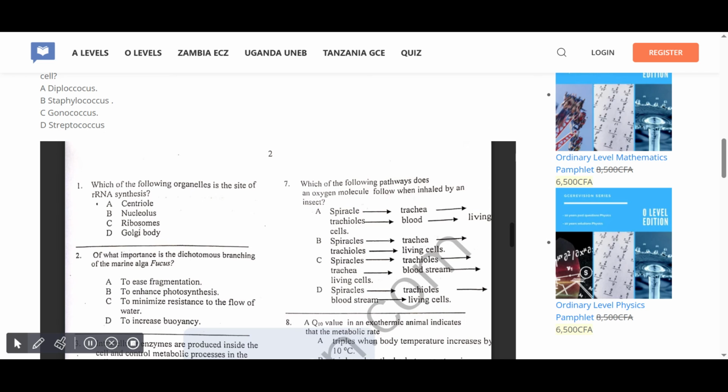So, this time around, we have come again, but with advanced level biology, paper one. And there are 50 questions with answers. You are choosing answers either A to D, so among the A to D, multiple choice. So, question one goes: which of the following organelles is the site of ribosomal RNA synthesis? The answer is C.